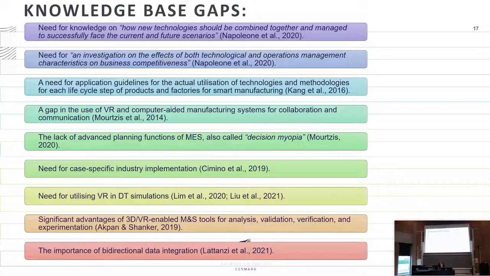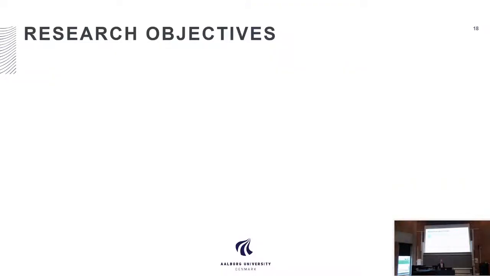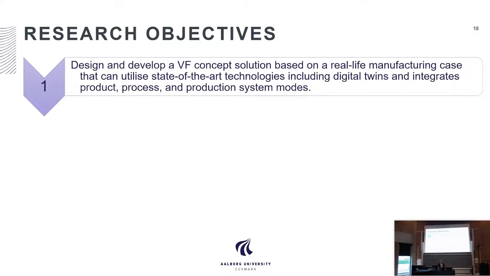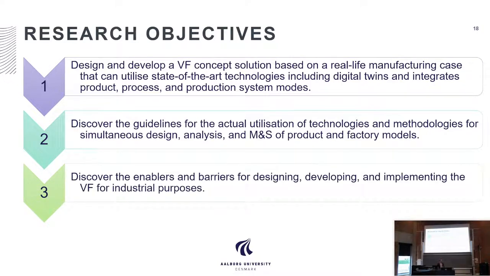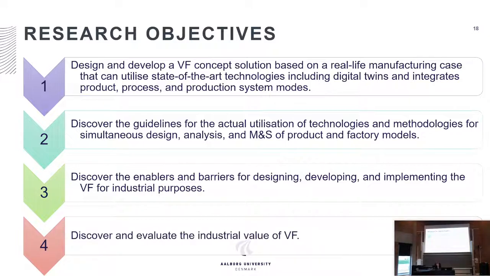I will not go through all of them. But first, to close these gaps, we need to design a concept based on real-life cases, which can utilize different technologies, especially product, process, and system models. And then we want to discover how we can actually develop and implement it, because that was a need: guidelines for the actual experts in the industry. And third, of course, find the enablers and barriers, evaluate it for industrial purposes, and discover the value, if there is any.